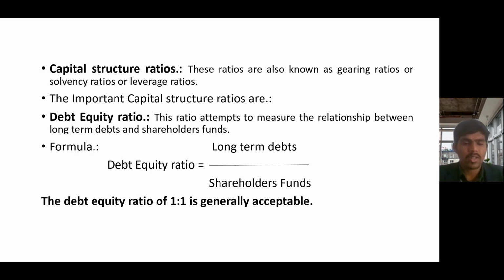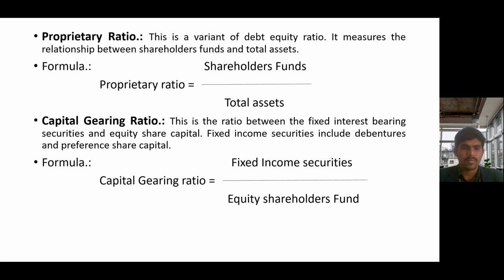Okay, so a debt equity ratio of 1:1 is generally acceptable. What it means is, if I have 1 lakh rupees of long-term debts, I can also have shareholders funds of 1 lakh rupees. So it is equivalent here. That can be acceptable in this format, so we can accept that. So the company has a good long-term solvency ratio. Okay, next comes the proprietary ratio.